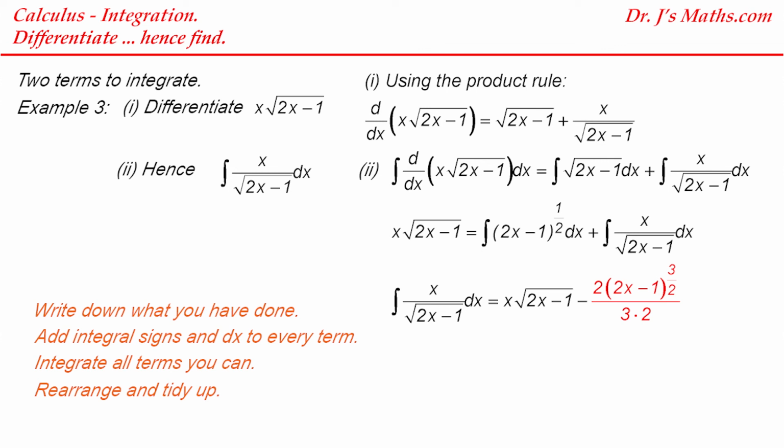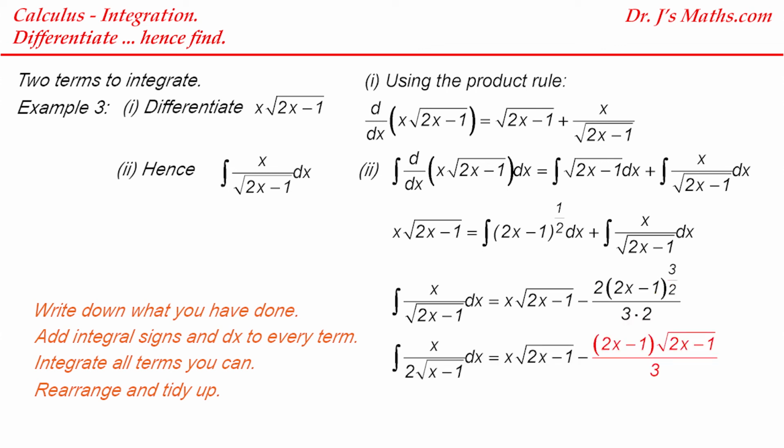So the 2x minus 1 to the 3 over 2 can be split up into 2x minus 1 times the square root of 2x minus 1, which then gives us a common term in both the first and the second terms. So we're going to take out the common factor of 2x root 2x minus 1, and then we're left with 3x minus 2x, which is x, minus 1 over 3. So that gives us our answer, plus C.